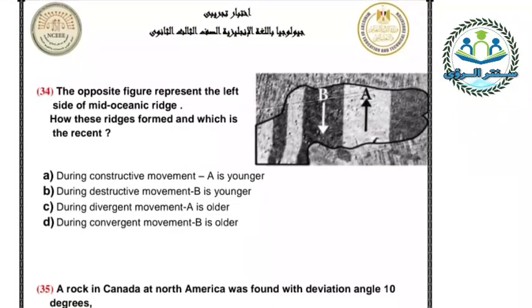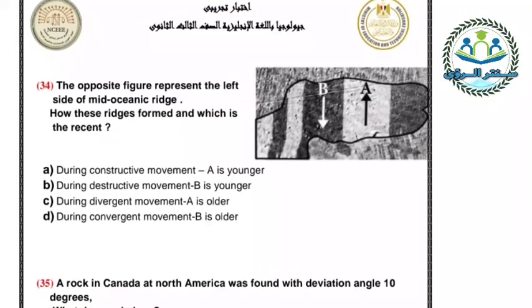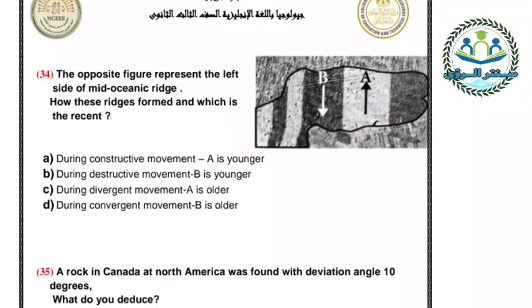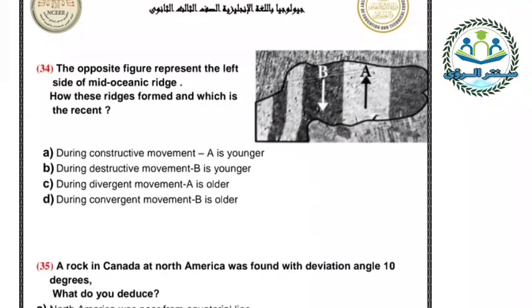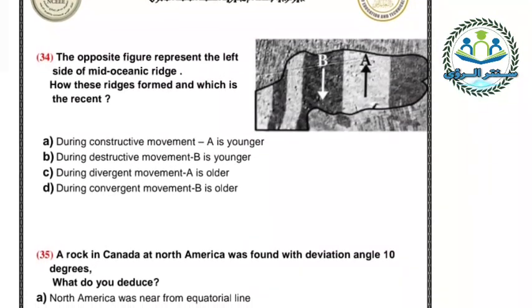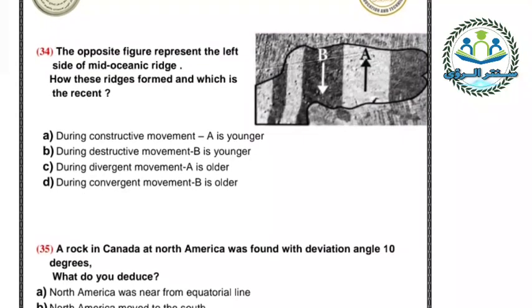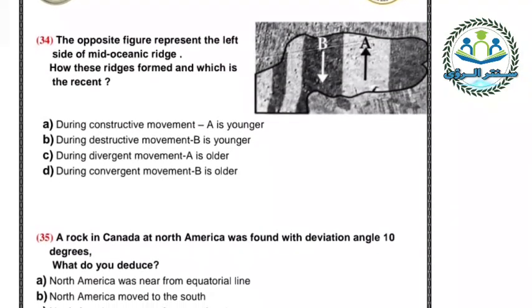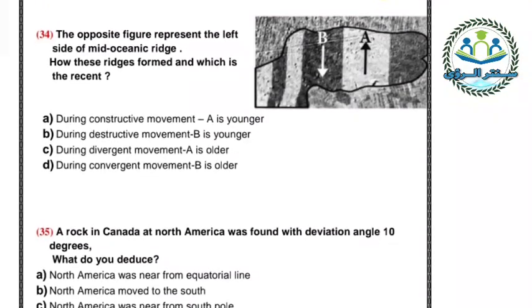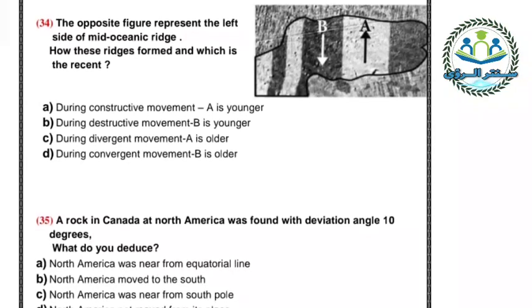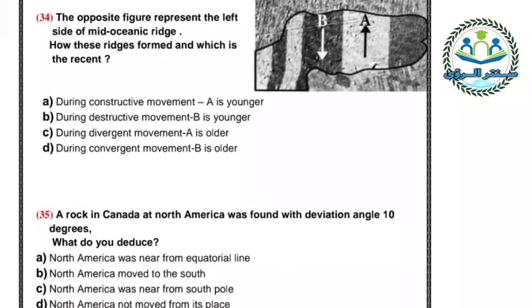34. The opposite figure represents the left side of a mid-oceanic ridge. How are these ridges formed and what is the reason? A. During constructive movement. A is younger. B. During destructive movement. B is younger. C. During divergent movement. A is older. D. During convergent movement. B is older.